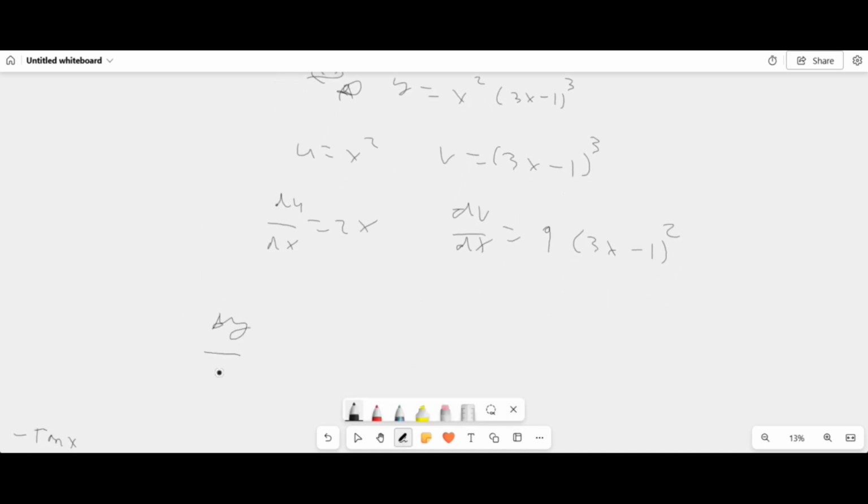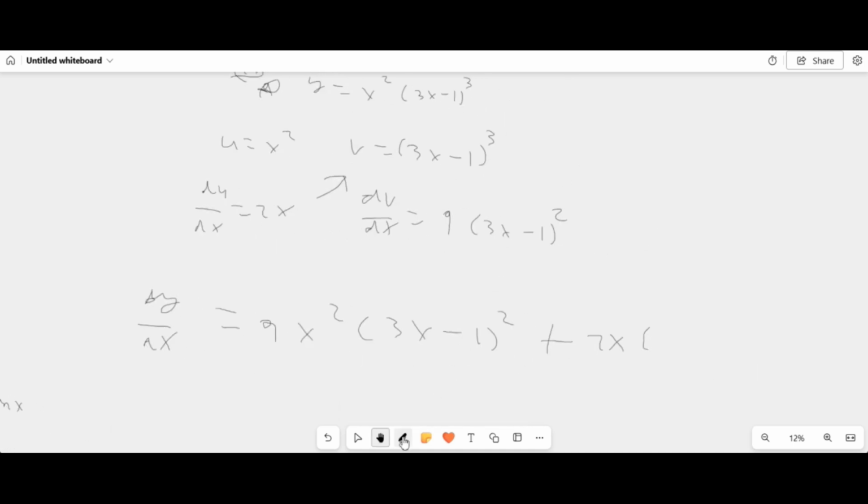And now dy over dx is going to be 9 times this. So 9 times x squared is 9x squared, and then (3x minus 1) squared in the bracket. And then plus 2 times that: 2x, open bracket, (3x minus 1) cubed.